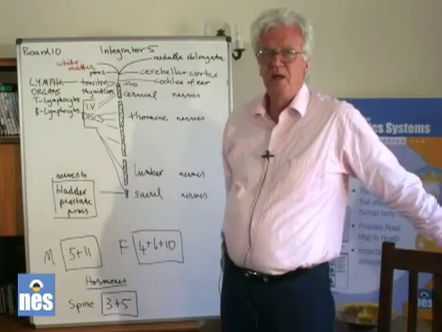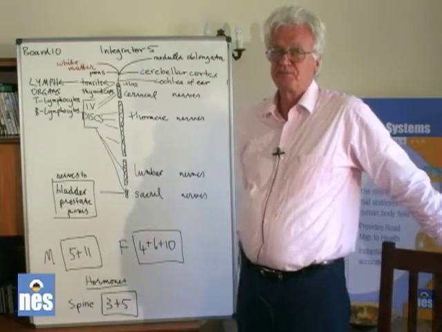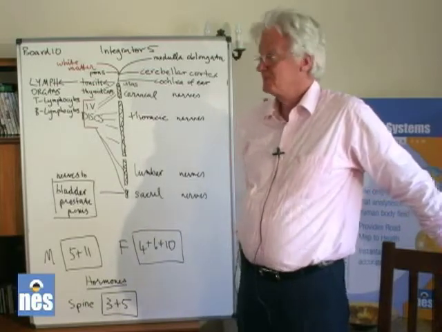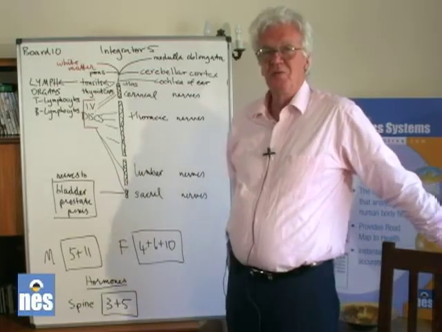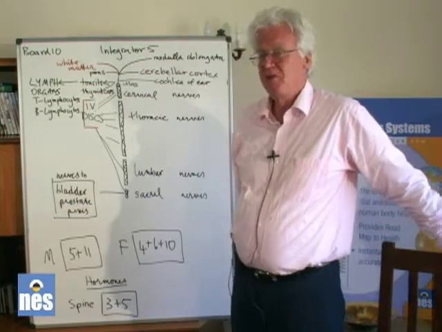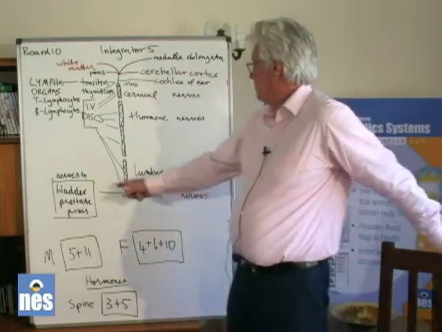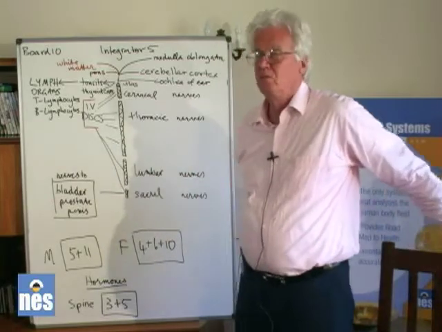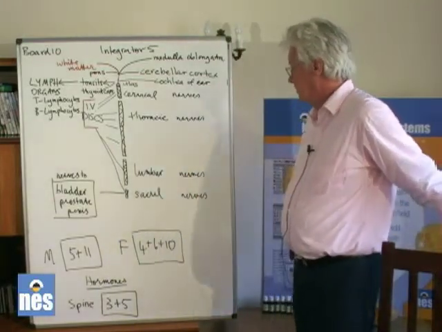We've called this the bladder channel. We could have called it the nerves to the spine channel or neurohormonal channel. There's a lot of things here. The nerves to the bladder, prostate and penis all will be affected in some way by integrator 5.